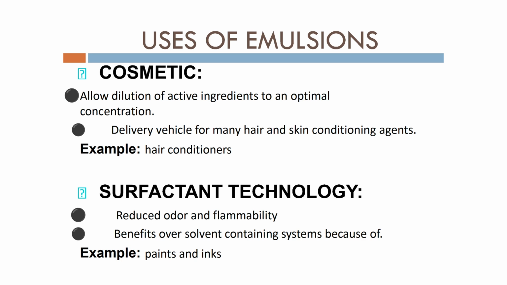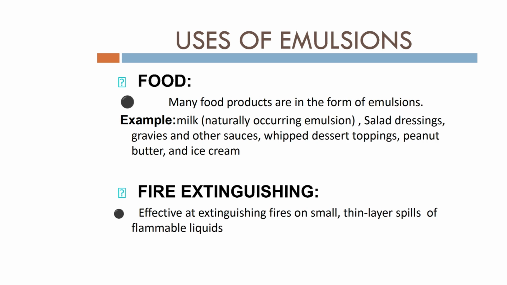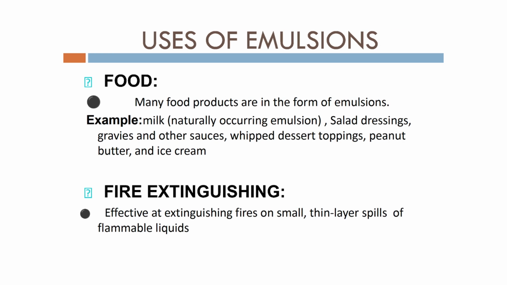Surfactant technology. Emulsions offer benefits like reduced odor and flammability. They provide significant advantages over solvent-containing systems. A great example is in water-based paints and inks. Food industry. So many foods are emulsions. Milk is a naturally occurring emulsion. Others include salad dressings, gravies and other sauces, whipped dessert toppings, peanut butter and ice cream.